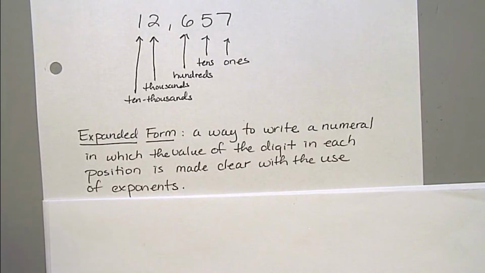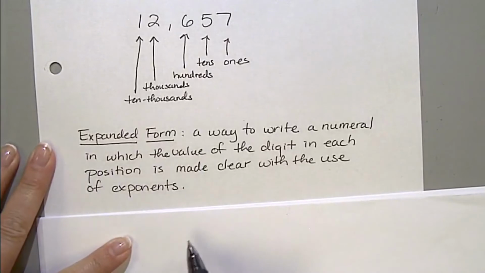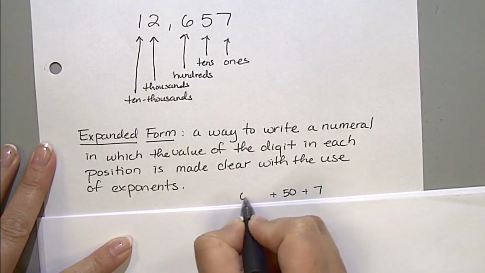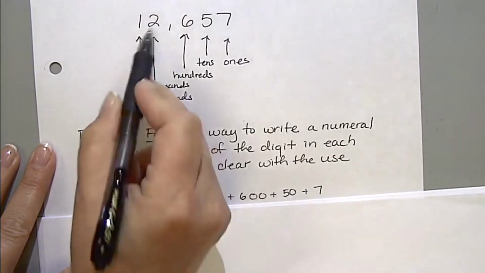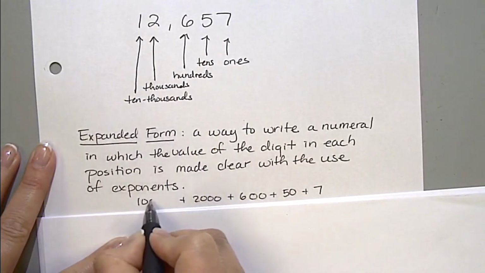So looking at that 12,657, how many ones do I have in the number? 7. How many tens? 5. 5 tens, that's how I knew it was 50, right? How many hundreds do I have? 6 hundreds. Okay, so I could write it out like this, where I have a 7 plus a 50 plus 600 plus 2,000 plus 1 10,000.